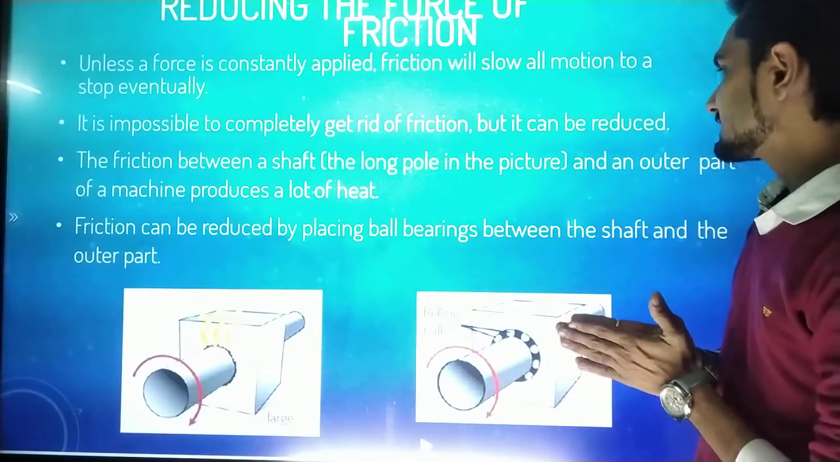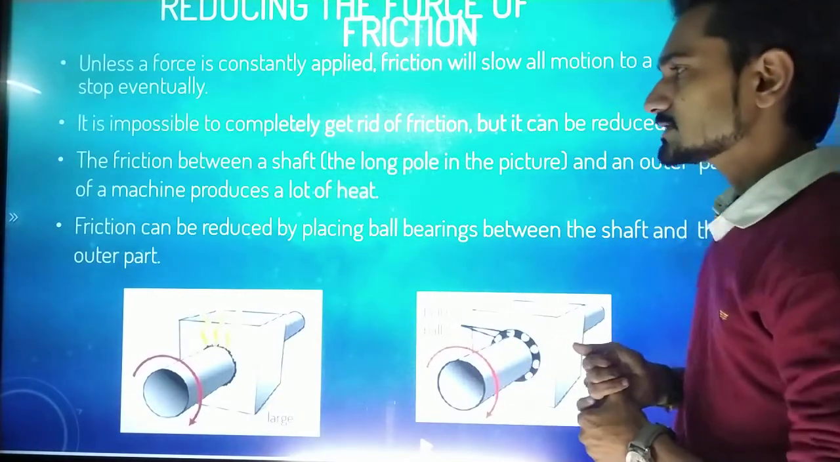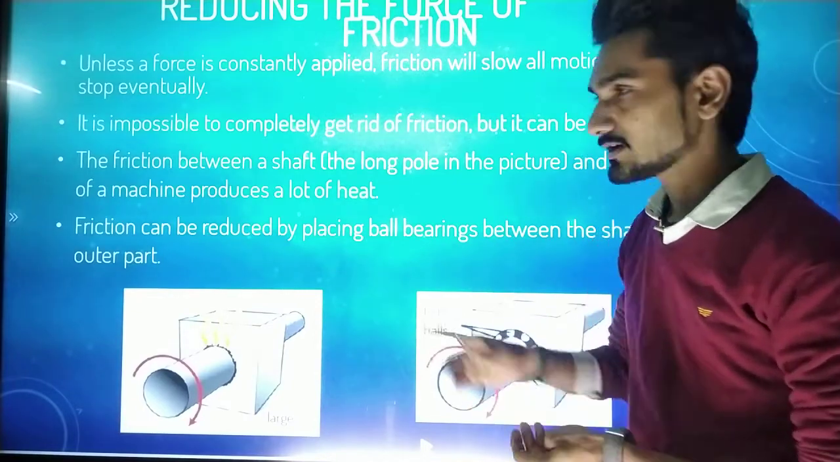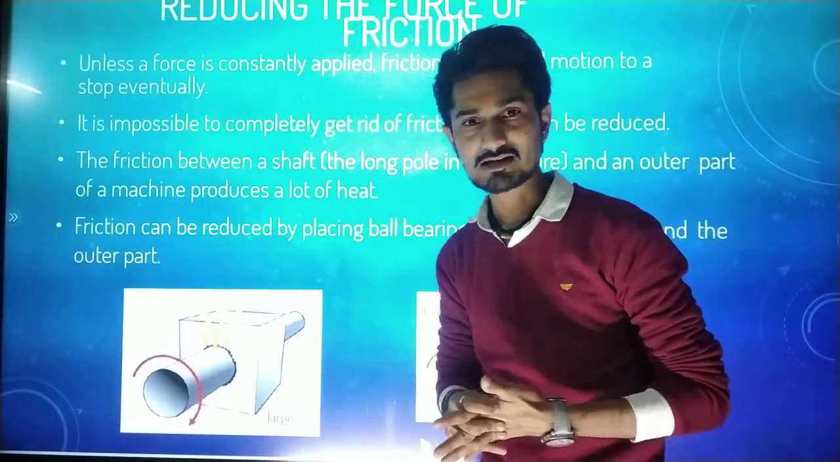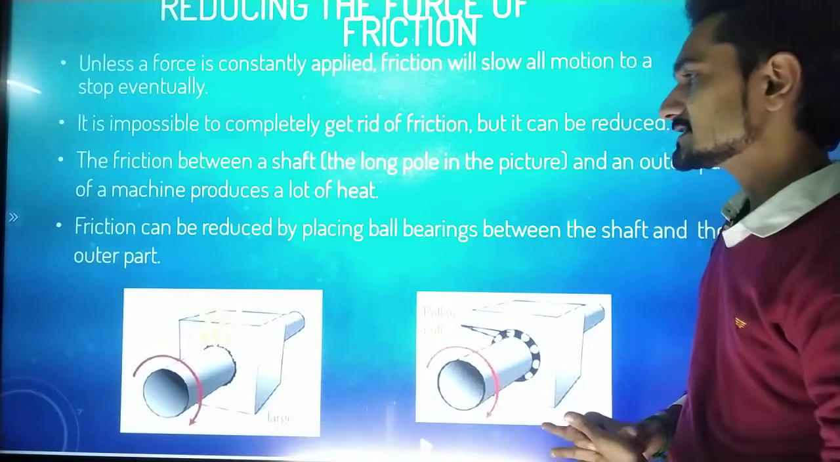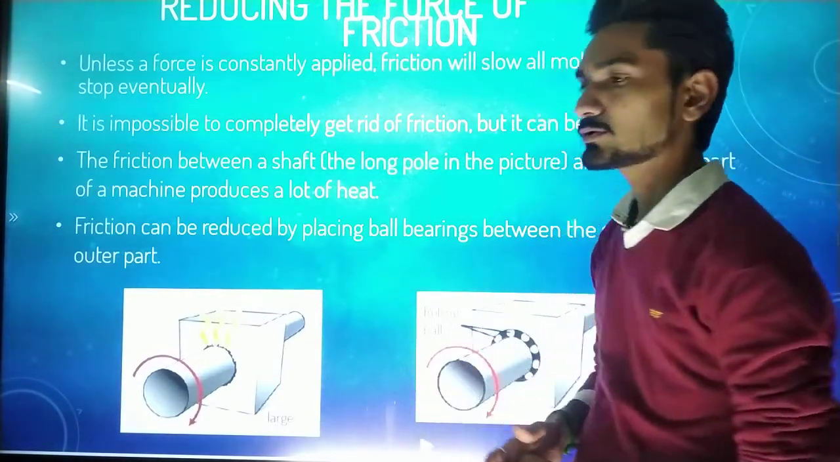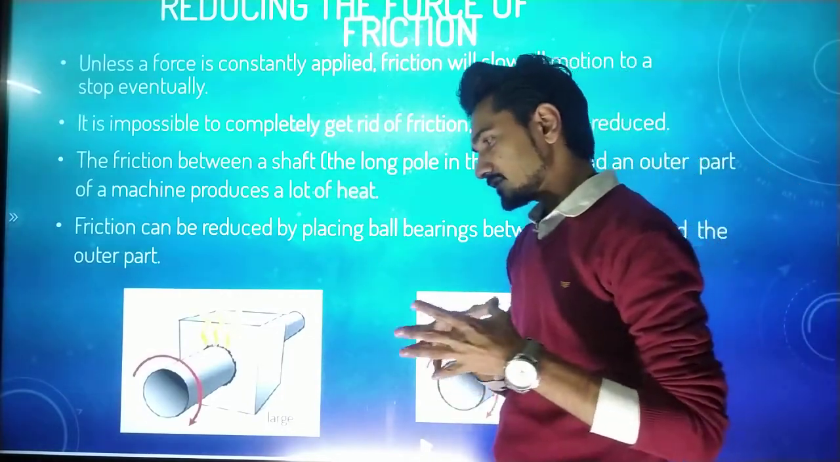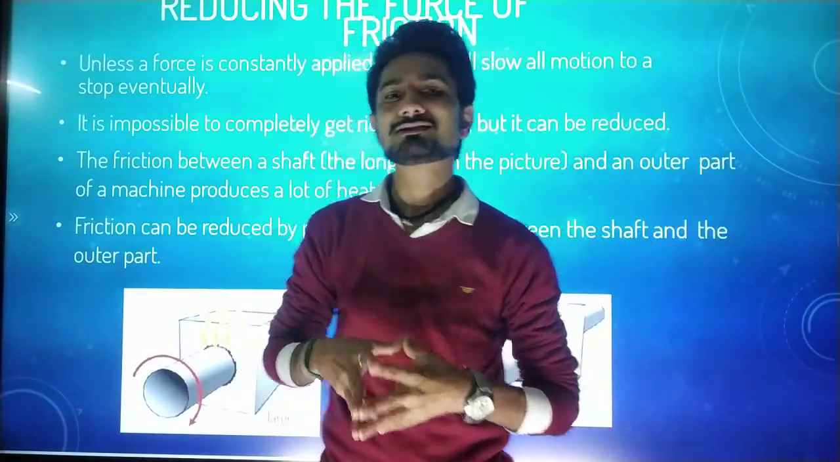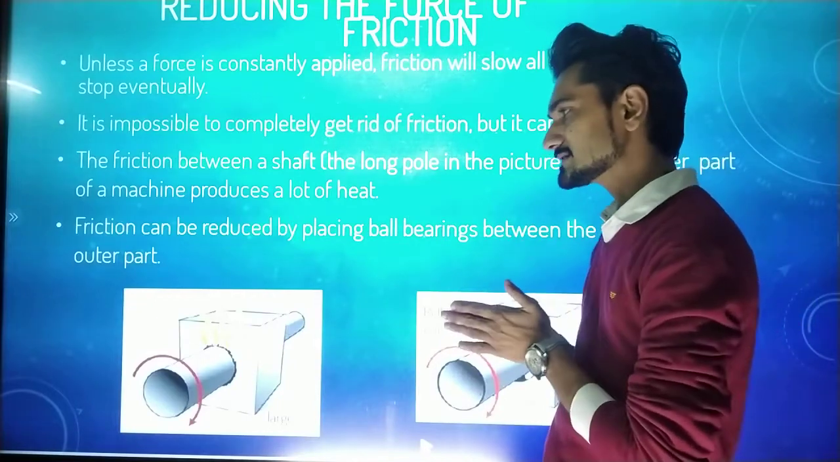the long pole in the picture, and the outer part of the machine produces a lot of heat. I already told you that explanation. Friction can be reduced by placing ball bearings between the shaft and the outer part. So that is the topic we are going to understand in today's lecture.